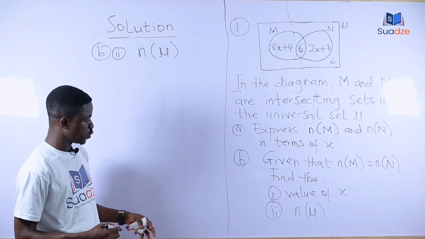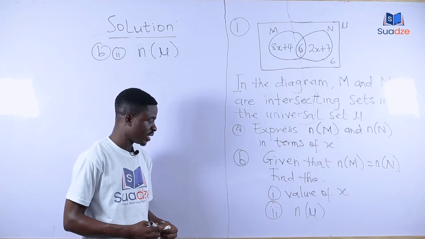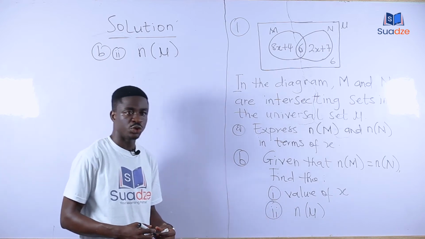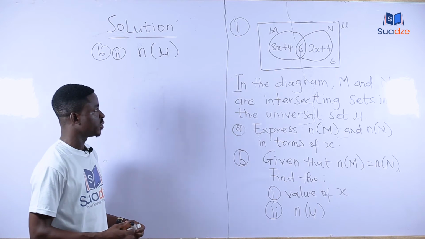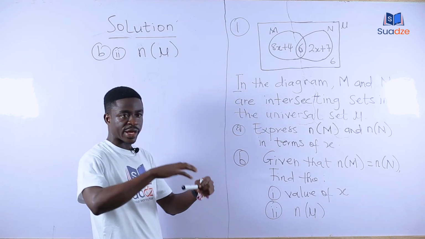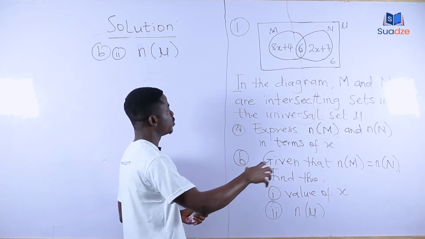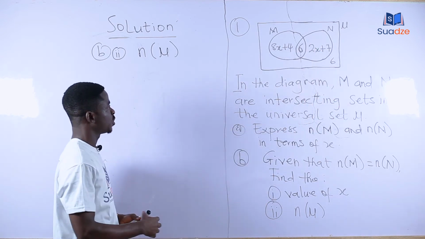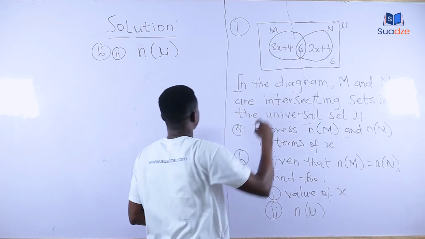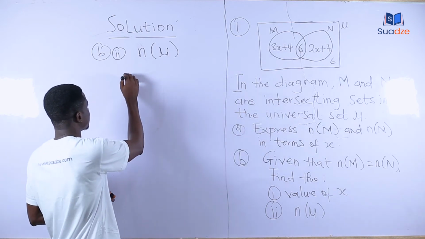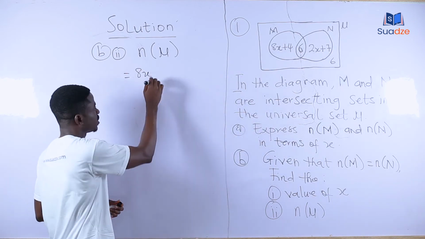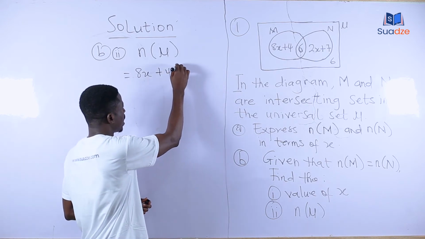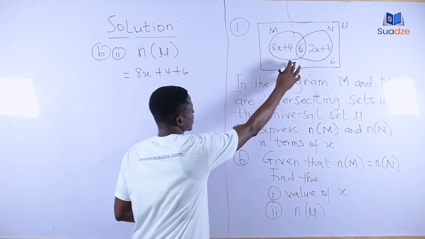Okay, so we are going to look at the BII, which says find the number of u. The u is the universal set, which means that the universal means everything. So we are going to add all the elements within u, starting from here. So this will give us 8x plus 4 plus 6. That is the 6 in the middle here.